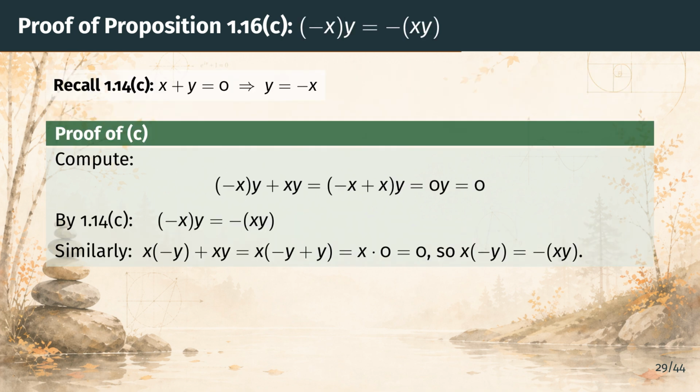To prove that negative x times y equals negative of xy, we show that their sum with xy is 0. By the distributive law, negative x times y plus x times y equals the quantity negative x plus x, times y, which is 0 times y, which is 0 by part A. Now recall proposition 1.14 part C, which says that if x plus y equals 0, then y is the additive inverse of x. Applying that here, negative x times y must be the additive inverse of xy. The second equality follows by the same argument with y negated instead.